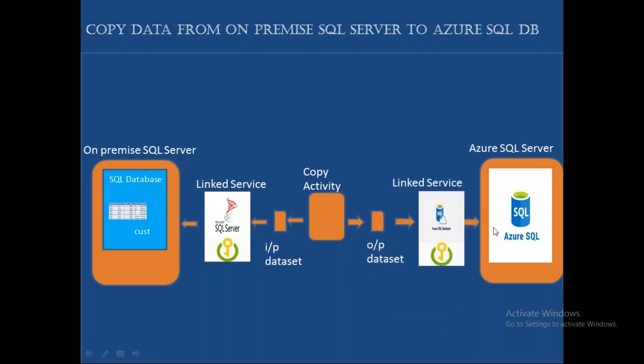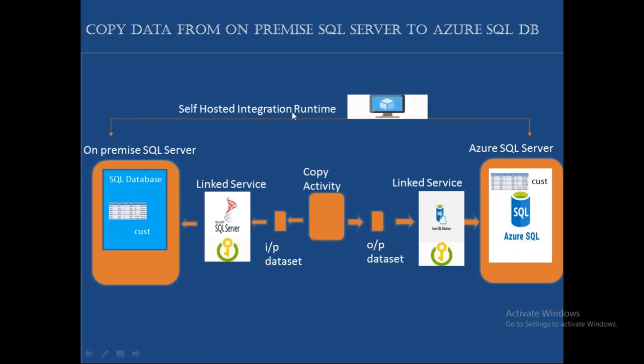Then use the linked service again to connect to the Azure SQL database, because if you want to write data by using the output dataset into the Azure SQL database, first you need to connect. That's why I'm connecting. Once I execute this, I can see this custom table loaded into the Azure SQL database from on-premise SQL Server. All these things will be done by your self-hosted integration runtime, and all of it is maintained by Azure Data Factory, as you know.